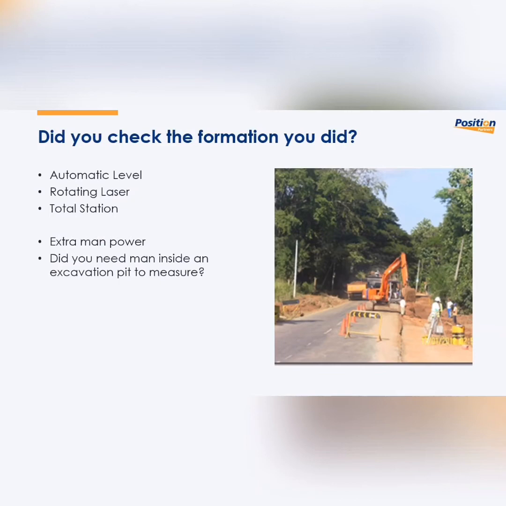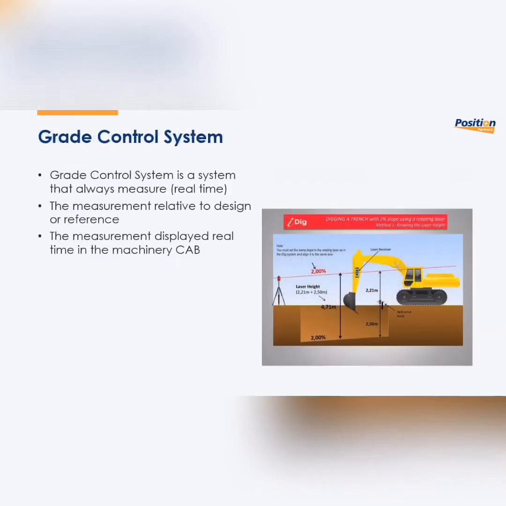So all this we need extra manpower, and also we need someone to be put in a dangerous situation. For example, we need someone to be put inside an excavation pit. Therefore, we have grade control system.